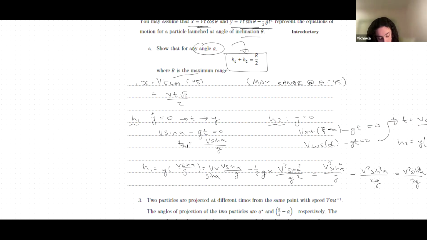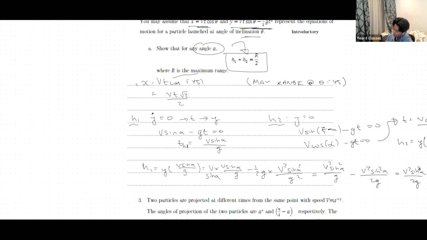I'll just write sine pi on 2 minus a. So that's the v sine theta, and then times the t, which is v cos a on g, minus half g times v cos a on g, all squared, which equals v squared cos squared a on g minus v squared cos squared a on 2g.